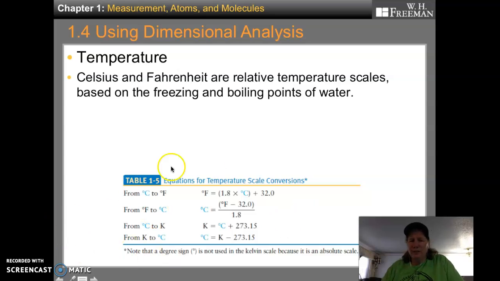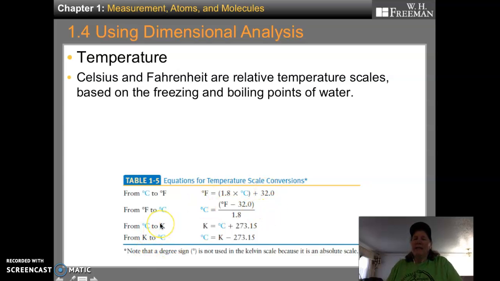Here are the conversions right here. You can change Celsius to Fahrenheit: you take the Celsius temperature, multiply by 1.8, and add 32. If you want to find the Celsius and you have the Fahrenheit, you take Fahrenheit minus 32, divide by 1.8, and you get the Celsius. These are all conversion factors.